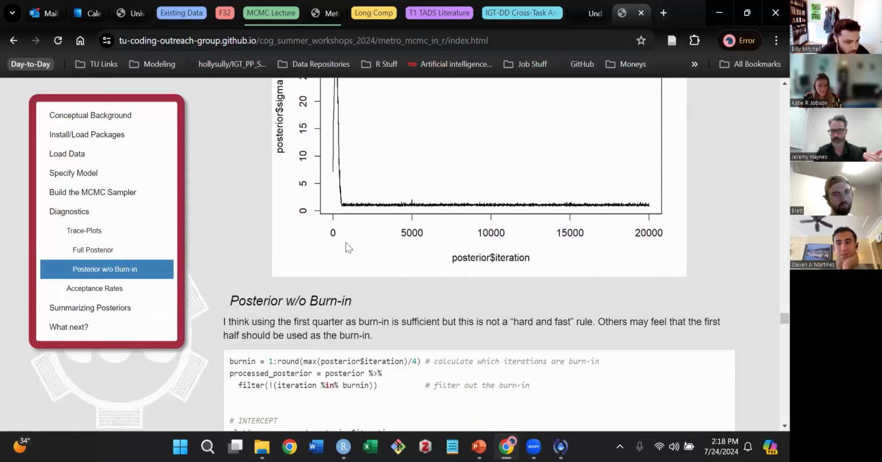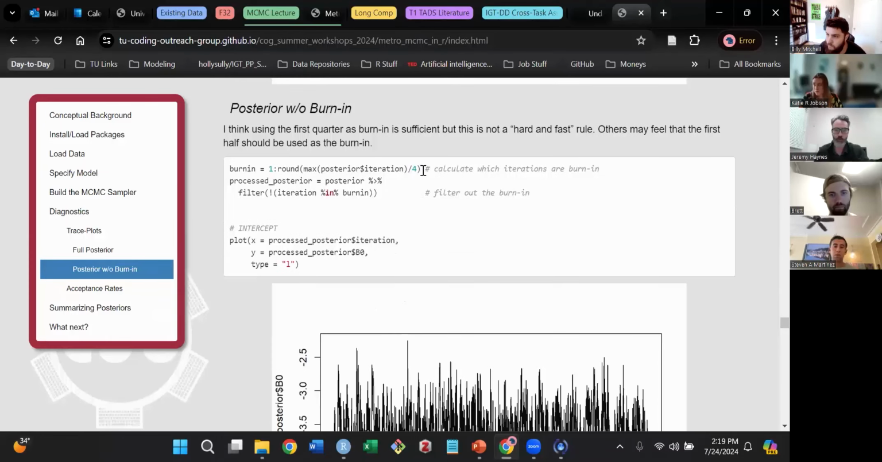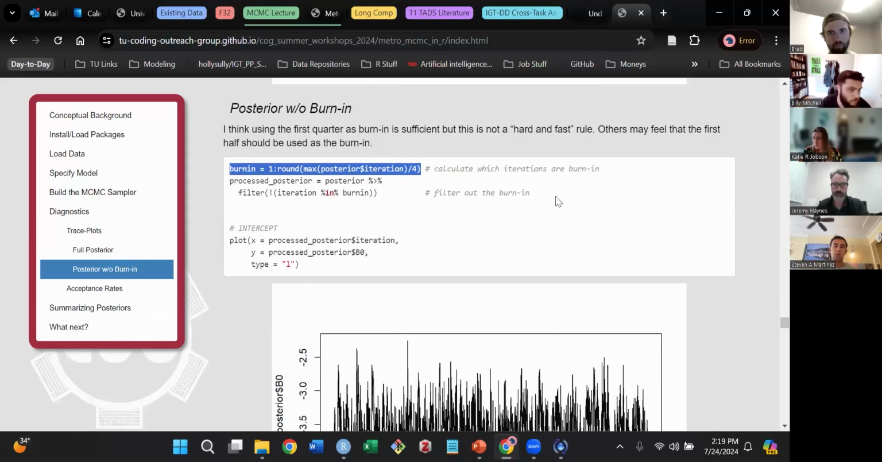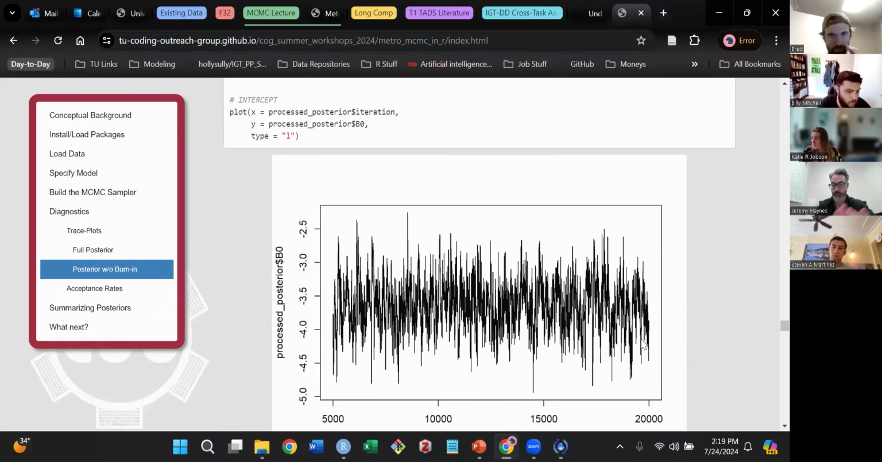That's where the burn-in comes into play. The burn-in is just, we say, the first X number of iterations are no good, so we'll remove those. For this, I went with the first 25%, the first quarter, which is what this code does. And I'm just going to filter out those iterations, remove them, and then that's what I want to look at. So these are the trace plots that are much nicer looking. And this is what you want to see. The description is you want to see a furry caterpillar.